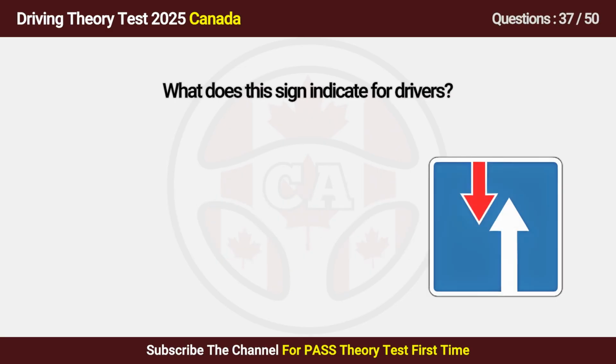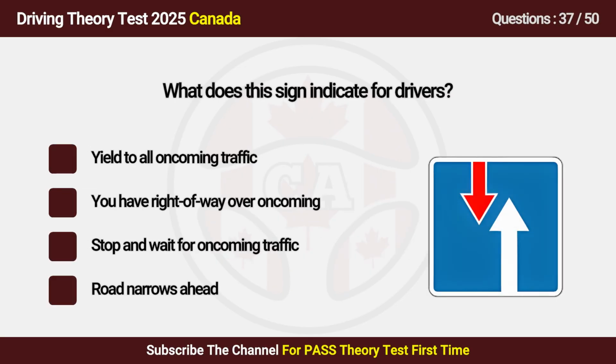Question 37. What does this sign indicate for drivers? A. Yield to all oncoming traffic. B. You have priority over oncoming. C. Stop and wait for oncoming traffic. D. Road narrows ahead.